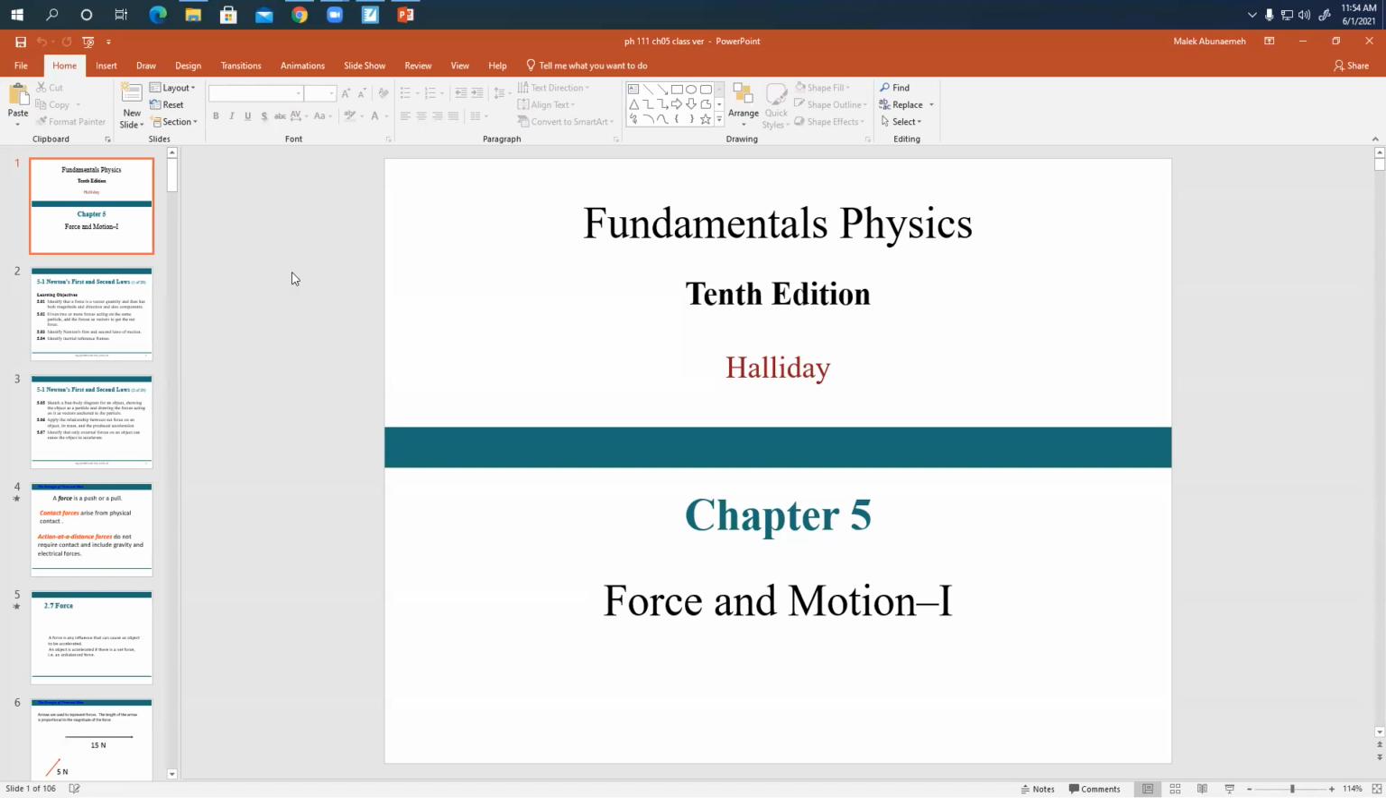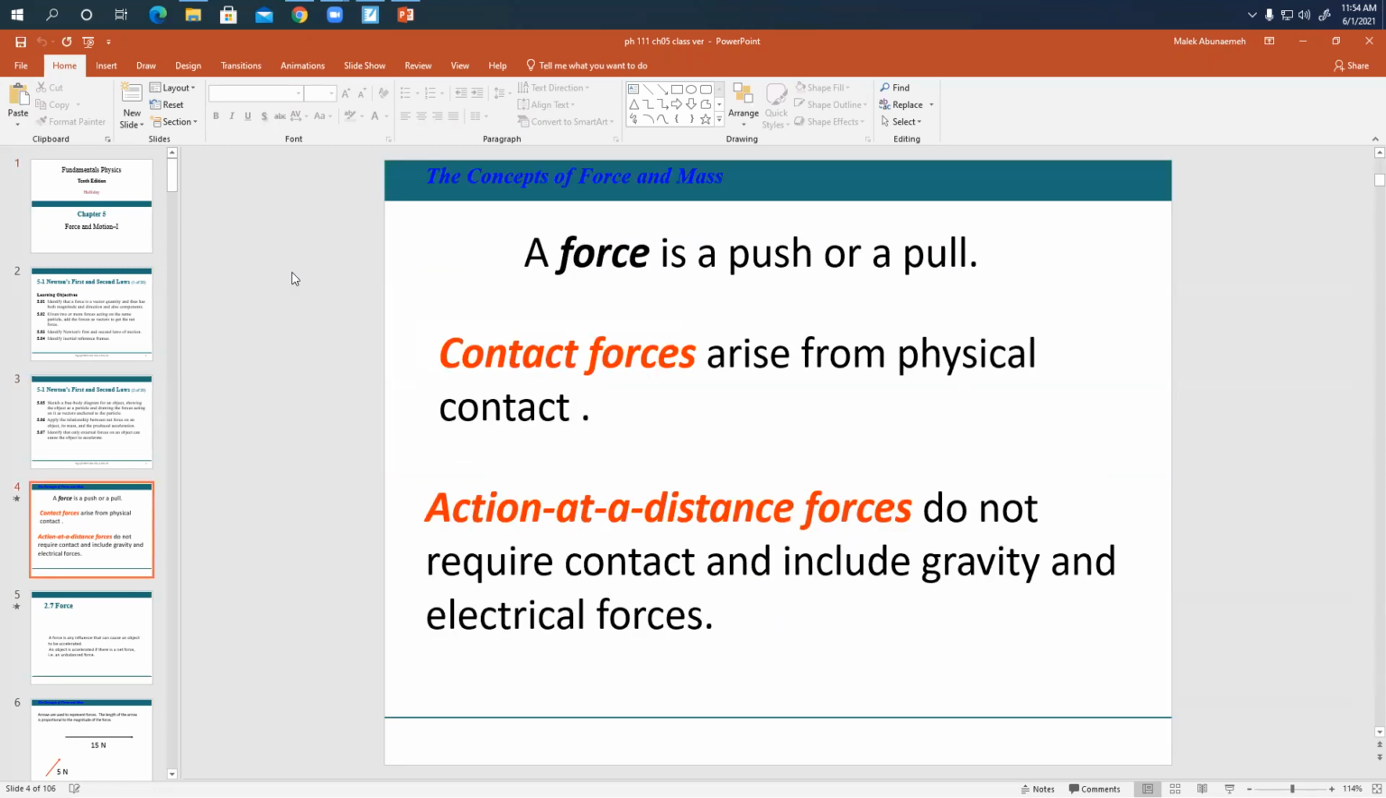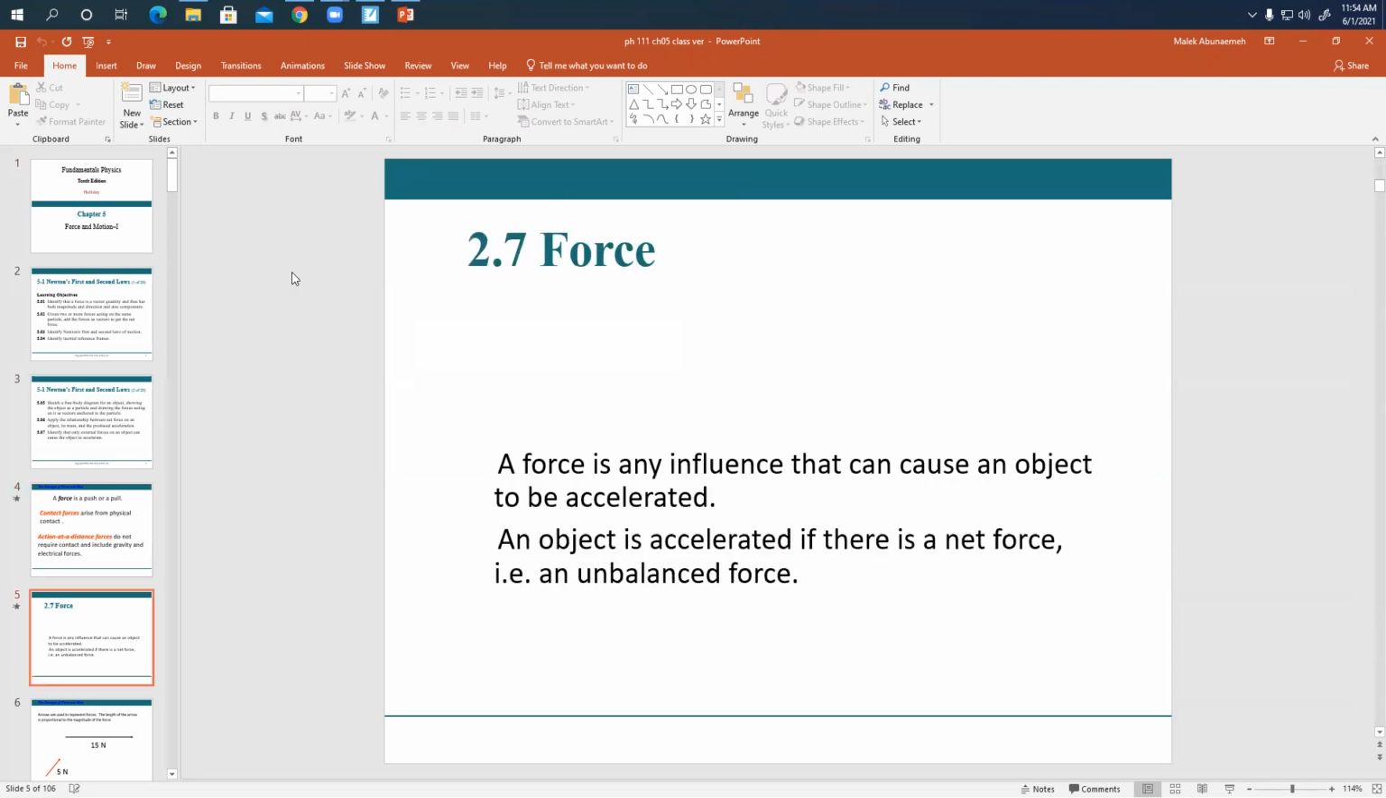All right, so let's start by defining a force. What's a force? Well, a force is a push or a pull. Now, contact forces arise from physical contact. Actually, distant forces do not require contact and include gravity and electrical forces. So basically, a force is any influence on an object that causes the object to be accelerated. Go ahead and write it down.